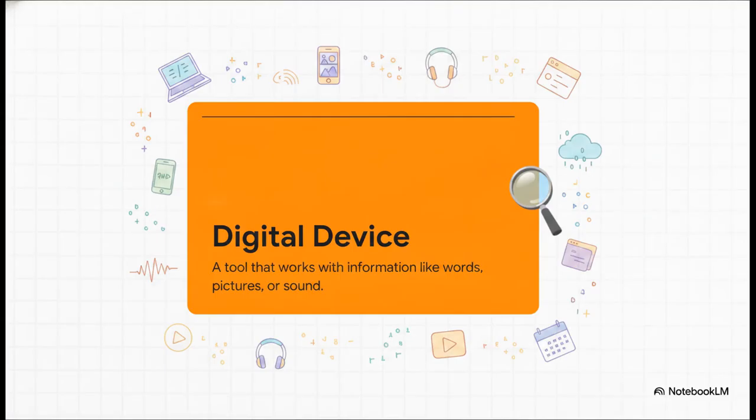Now, you might hear the term digital device thrown around a lot. Please don't let the big words intimidate you. A digital device is simply a technology tool that works with information. That is literally it. It takes information, like the words we type, the pictures we take, the videos we watch, the numbers we calculate, or the sound we record, and it just helps us work with it. So whenever you hear somebody say digital device, just think to yourself, oh, that's a tool that handles information.